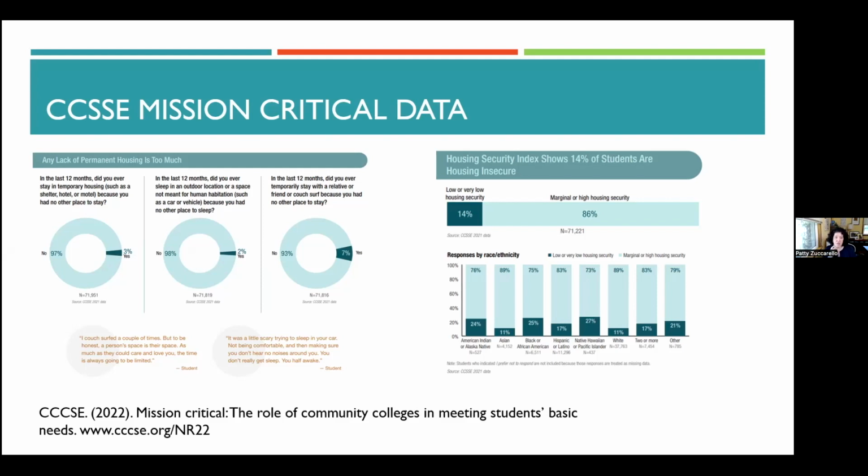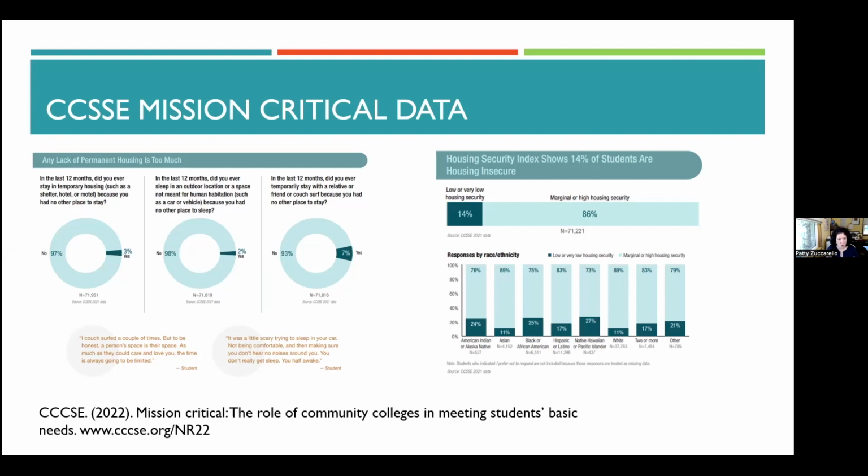And then when we ask students about, did you stay somewhere temporarily, like a friend's home or couch, relatives' location, because you had no other place to stay, the number goes from 2 or 3% up to 7%. And then when you come over here to the right, when we ask students about other kinds of measures of security, so about having to skip paying particular utilities in order to make sure they had enough money for rent, like that's an indicator that housing can be in jeopardy, right?